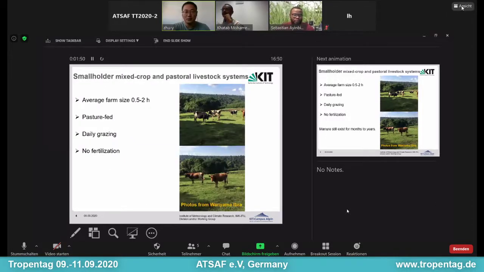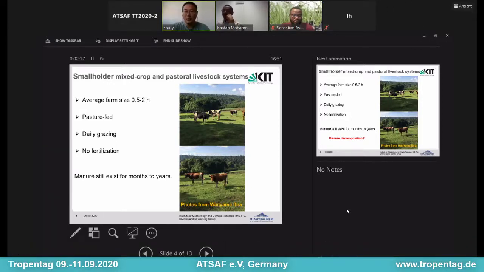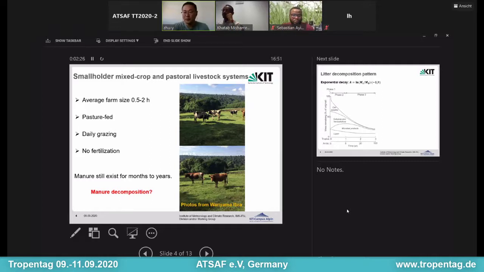This is especially true for sub-Saharan Africa due to the farm type, smallholder mixed crop and livestock systems. This farm type is normally small, with only 0.5 to 2 hectares, and mainly relies on pasture feed, long-time daily grazing, and seldom has any nitrogen fertilization. So in this system, the manure is very important to maintain the productivity of the grassland. So how about the manure decomposition? We have to better use the manure to keep and maintain our grassland.